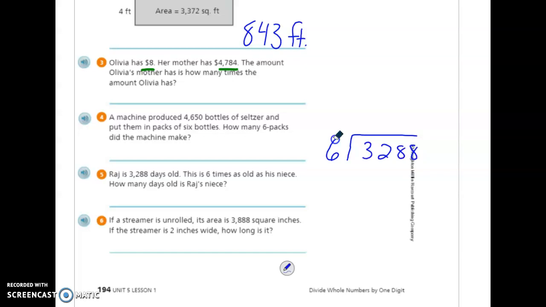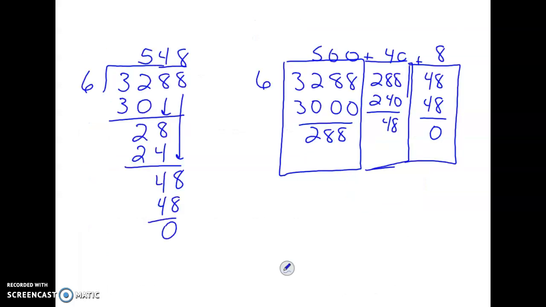Again, you could choose the traditional method, which is the digit by digit, or you can choose the place value section or box method. Give it a whirl, pause the video, see if you can get it, and then turn us back on again and see how you did. Here you go. The answer is 548. So the traditional way on the left, the box method on the right. Hopefully you did well. All right, we're going to try some other problems.